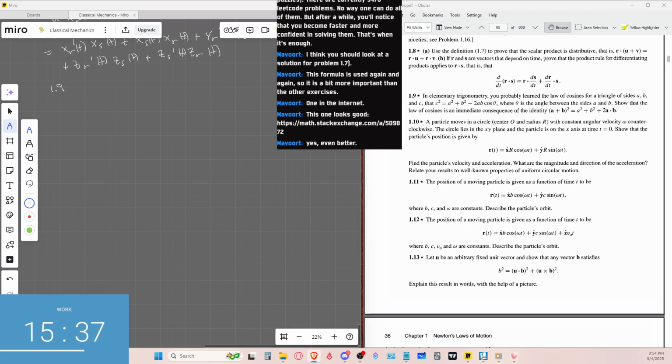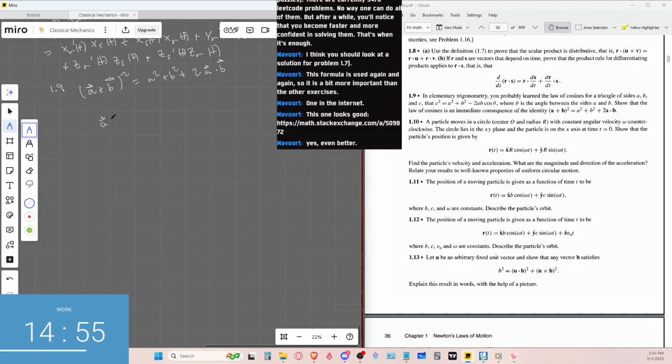Right. Where's my pen? Oh, here it is. Okay. So, what are we supposed to do? Oh yeah, show the law of cosines is an immediate consequence of the identity. Okay, so we got vector A plus vector B squared, and it's supposed to be equivalent to the magnitude of A and B plus vector A dot product with B.